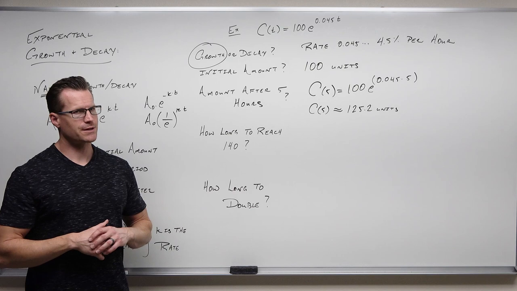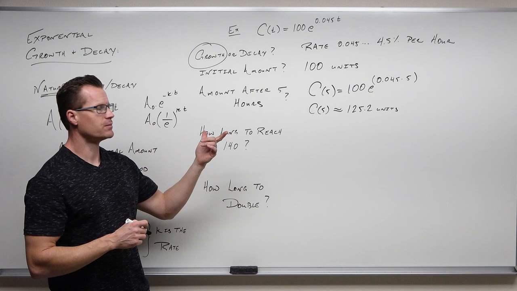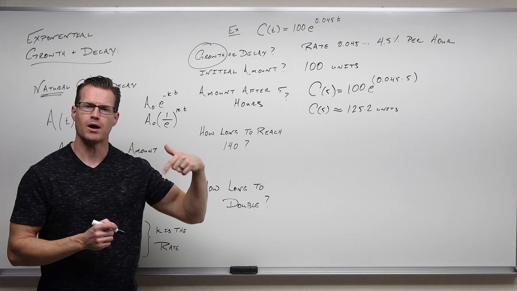What about a different question? What about how long would it take to reach 140 units or 140, whatever these are? Well, that's different, isn't it? That's saying if you start with 100, well, that's a given. That's there for us. This is our formula. How long is it going to take to reach 140? Well, 140 is a future value of this population size. Let's consider this to be what it would be in the future.